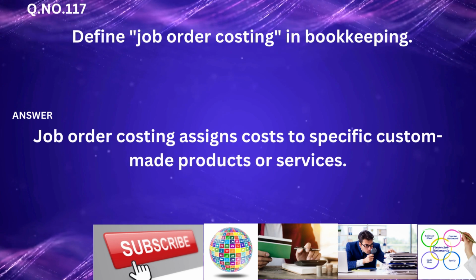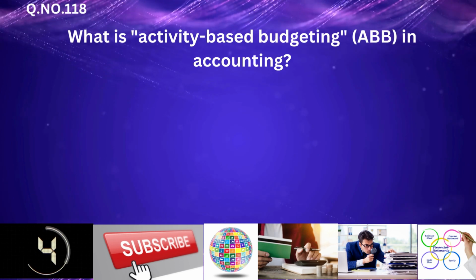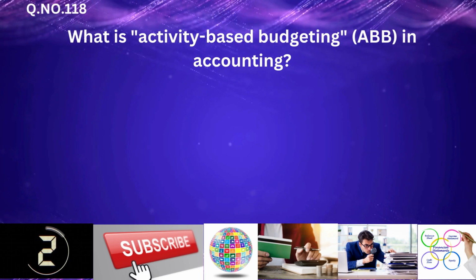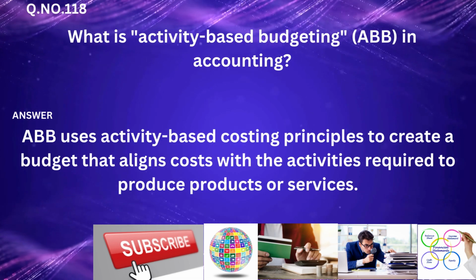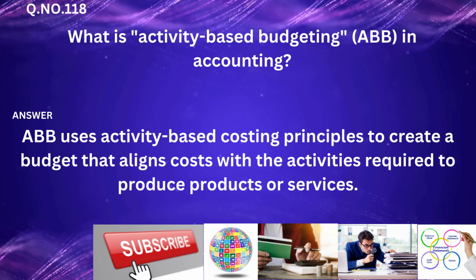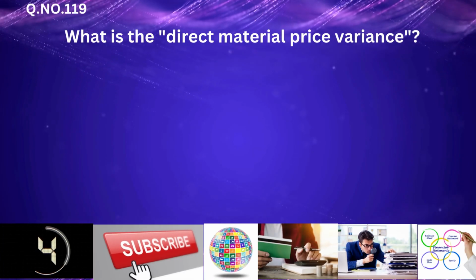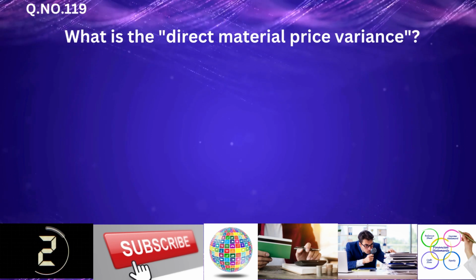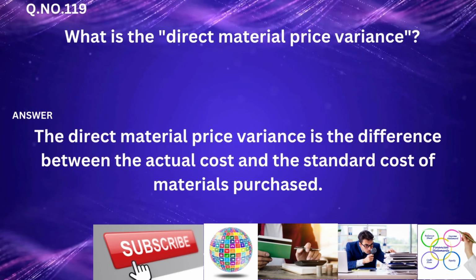Question 125. What is fixed overhead budget variance in bookkeeping? Answer: the fixed overhead budget variance is the difference between the actual fixed overhead cost and the budgeted fixed overhead cost. Question 126. What is fixed overhead volume variance in accounting? Answer: the fixed overhead volume variance is the difference between the budgeted fixed overhead cost based on the expected production volume and the actual production volume.